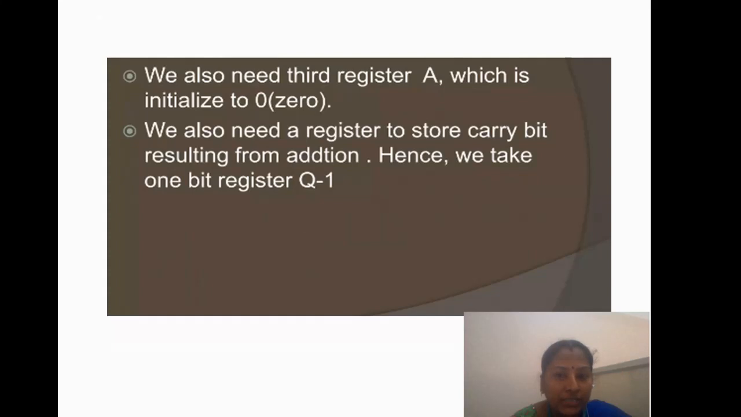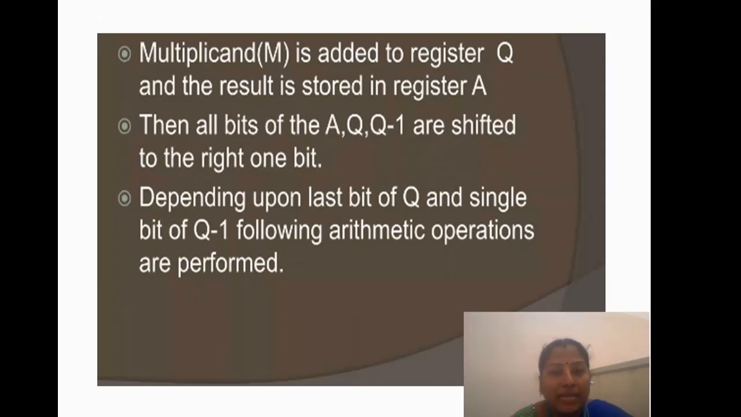The two registers are M and Q, for the multiplicand and multiplier, and another one is the register A, which is always initially set to 0. Then there is a register called Q minus 1, which is used to store the carry of the addition operation. If you are having a signed number, then that bit will be stored in your Q minus 1. Additionally there is another register, A and Q minus 1. For the multiplicand M, you will be performing the addition of the register and storing it in the register A.